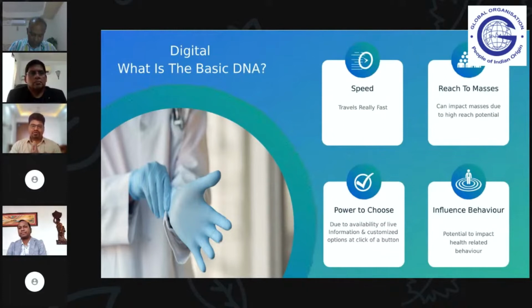So power to choose means that it has decentralized the system. Earlier the systems were centralized. The information was in the hands of a few people. Whatever they wanted to tell people, that was being told.